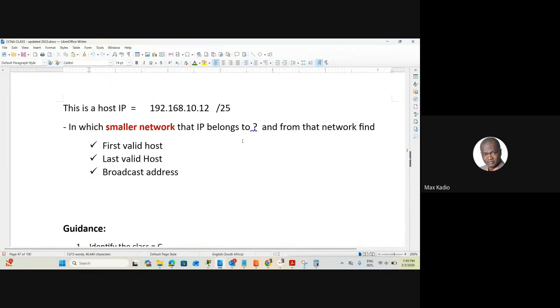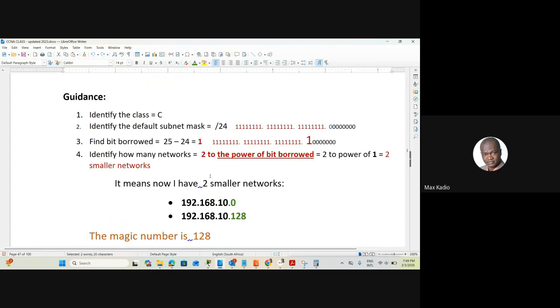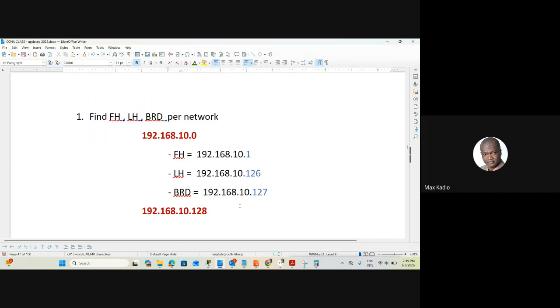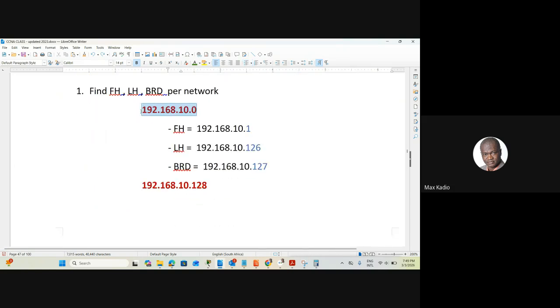So now we go. What is our question? This IP, 192.168.10.12, belongs to which one of these two? To find out clearly, we're going to do this. This is the first network, 192.168.10.0, and the second one. So anytime you have a smaller network, you need to find three things inside. These three things are the first IP you can assign to a PC, the last IP you can assign to a PC, and the broadcast. To find them is very easy.